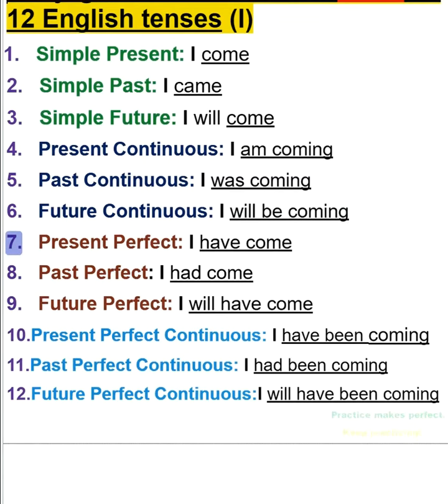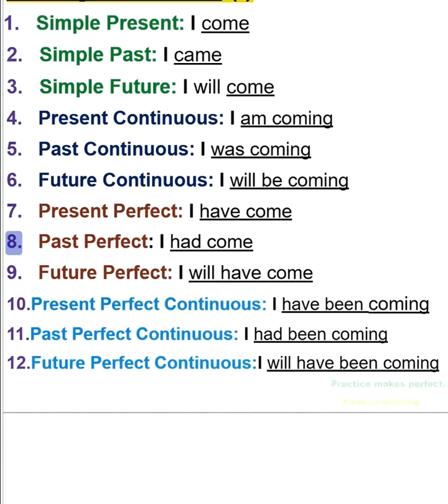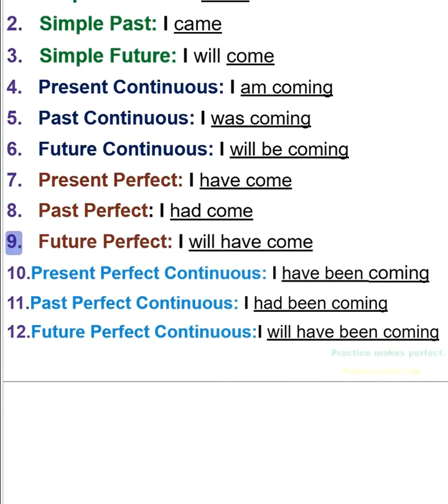7. Present perfect, I have come. 8. Past perfect, I had come. 9. Future perfect, I will have come.